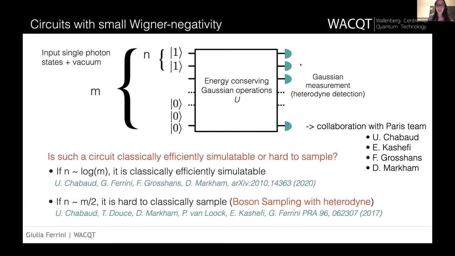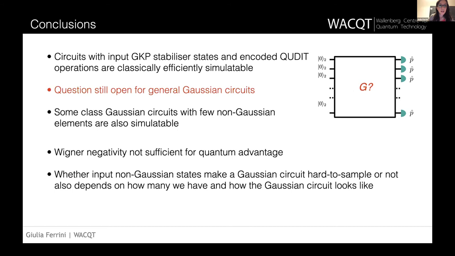And instead, if the number of photons that you have is rather linear in the number of modes, then the circuit is hard to sample. And this was the result of boson sampling with heterodyne measurement that I also mentioned briefly at the beginning of the talk. So yeah, with this, I can conclude.